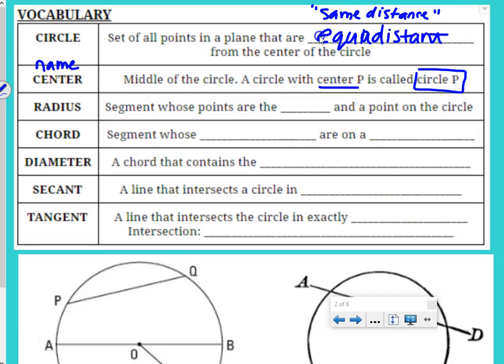A radius is a segment whose endpoints are the center and a point on the circle. A chord is a segment whose endpoints are both on a circle. So both the endpoints lie on the circle. A diameter is a chord, but it's a special type of chord. It contains the center of the circle.